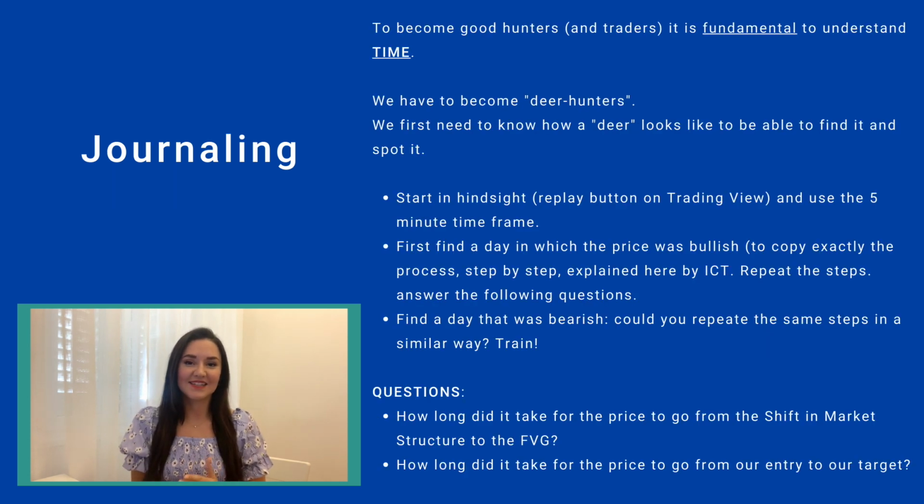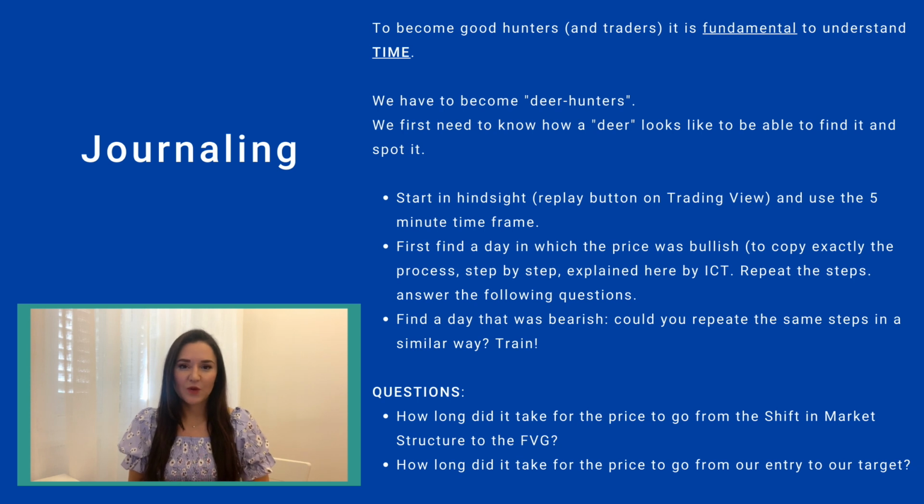So let me cite ICT and what he says in this episode. He says that if we want to become good deer hunters, we need to know how a deer looks like in its environment. Same thing with trading. If we want to become good traders, we need to really have a clear view of how a good profitable trade looks like in its own environment. And so he really encourages us to do the work, go find our own examples, and also to be journaling. He talks about two very important questions that should be added to our journals and to our notes when we do this type of review.